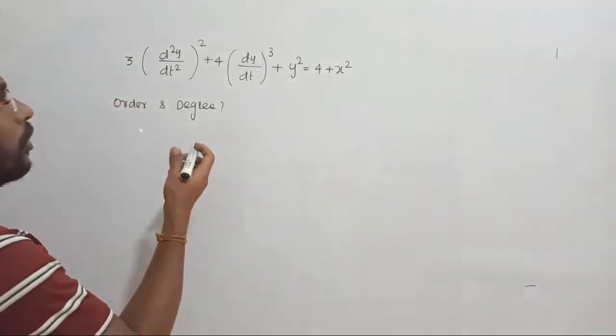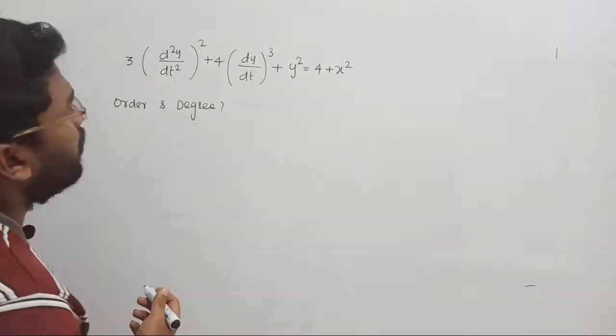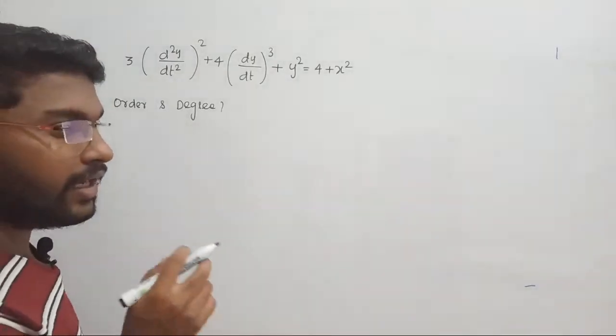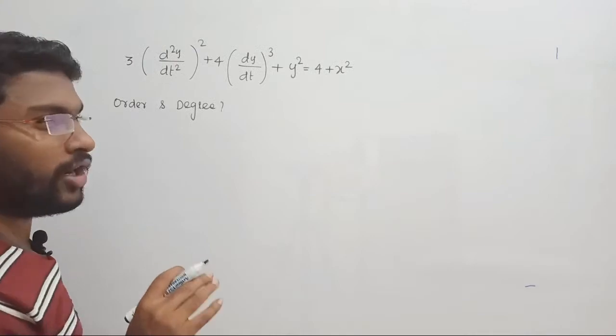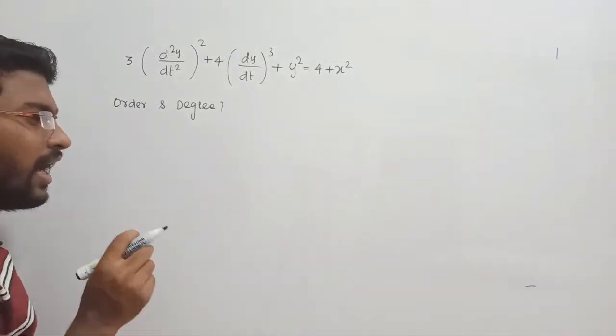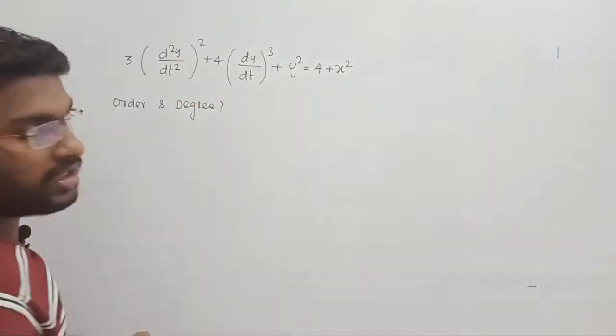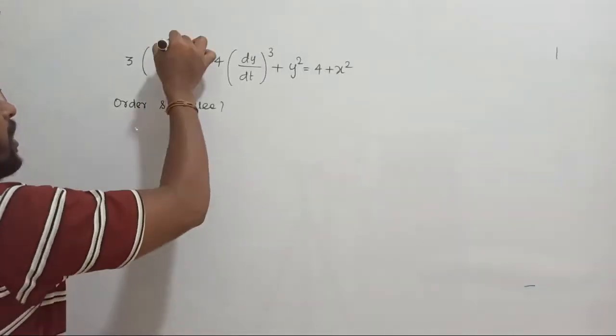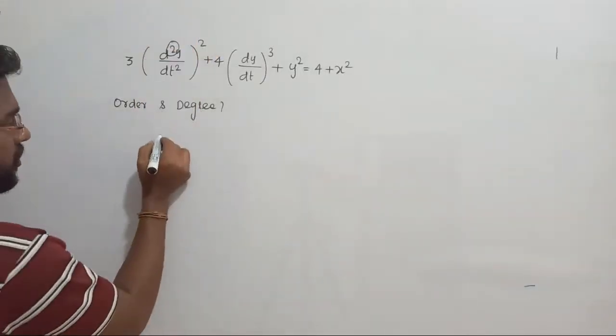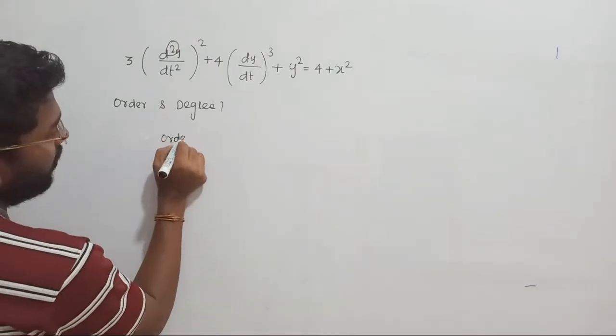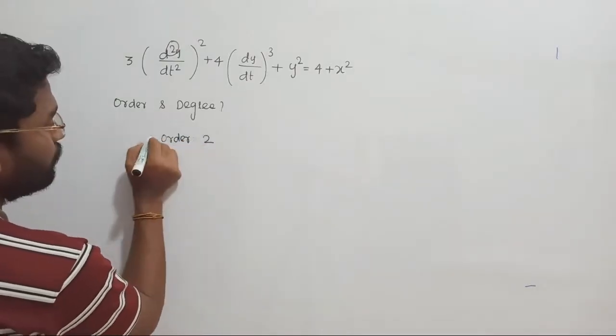Fine, let's continue. What is the degree? Tell me, the degree of the differential equation is what? First thing, let's try and find out the order of the differential equation. That is the highest derivative of the given differential equation. Which is the highest derivative here? The highest derivative is 2. So the order of the differential equation, we can simply say, is 2.